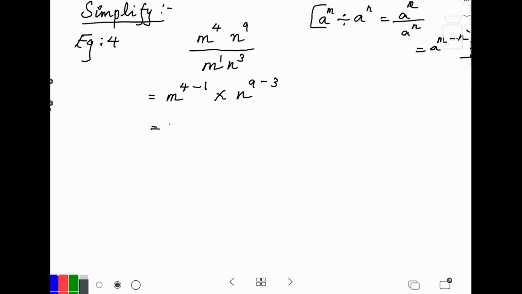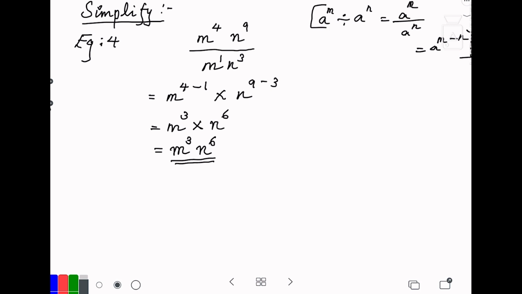So what will happen, you will get this as m to the power of 4 minus 1 is 3 times n to the power of 9 minus 3, which is 6. You can either write like this, or else if you feel like, I don't want to write the multiplication sign, you can directly write it as m cubed n power 6. This is the simplified part of the given question. Hope you are clear with this.